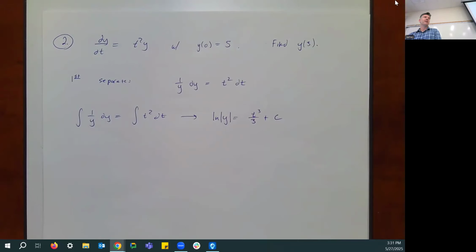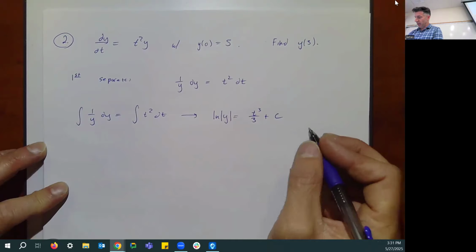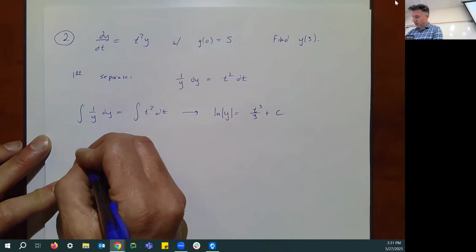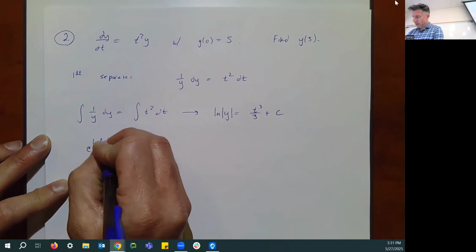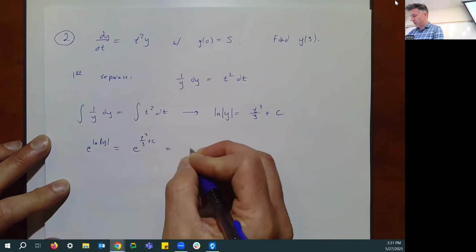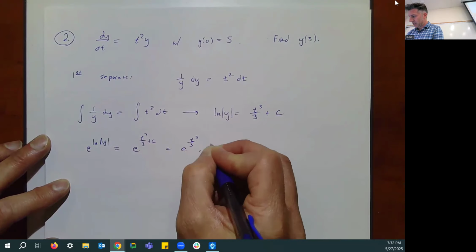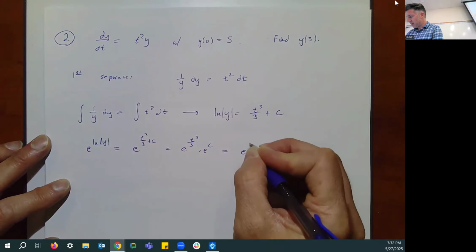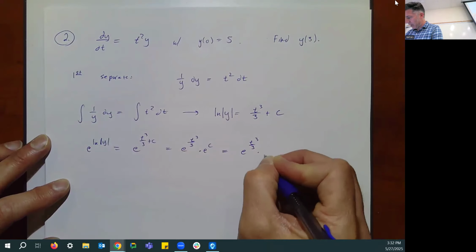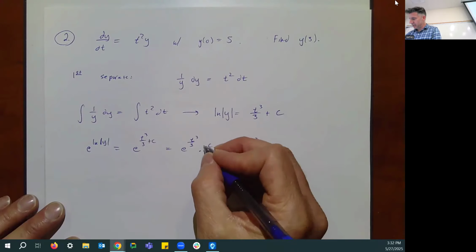So let's wait until we see our constant, until there's a little bit less work to do on this side over here. So let's exponentiate both sides and say that e to the natural log of the absolute value of y is equal to e to the t cubed over 3 plus c, which I would rather write as e to the t cubed over 3 times e to the c, which I'd actually rather write as e to the t cubed over 3 times a, where a is e to the c.